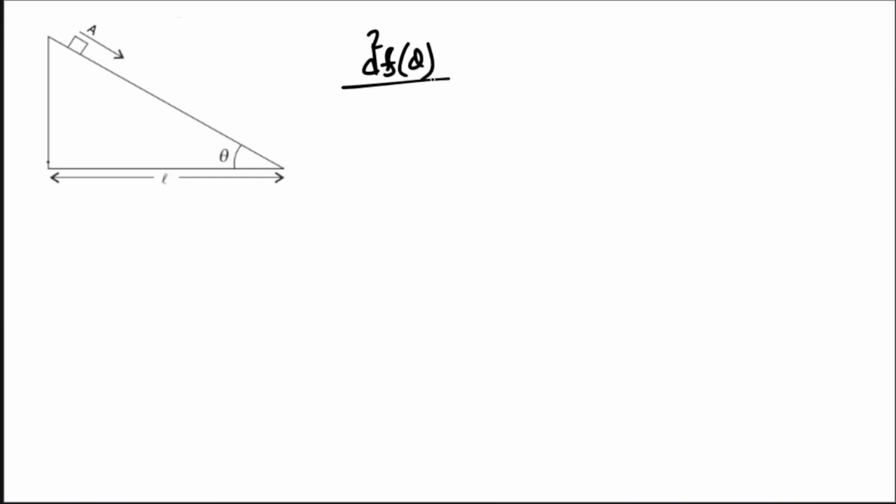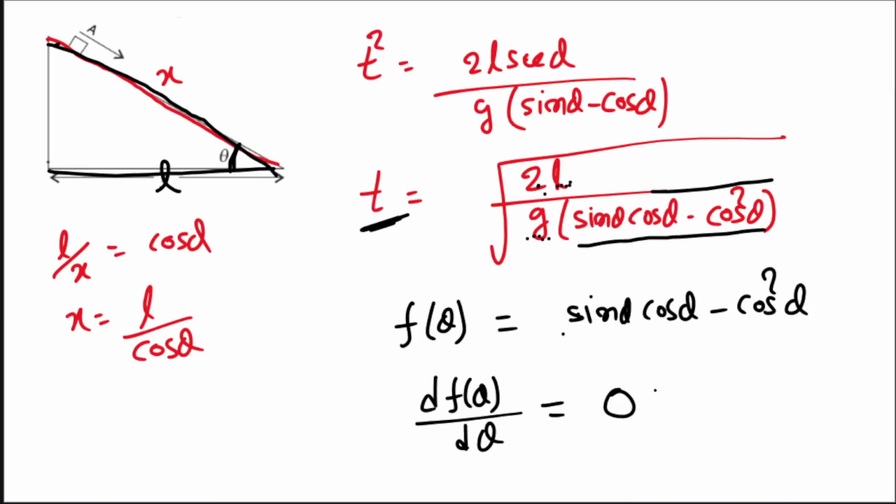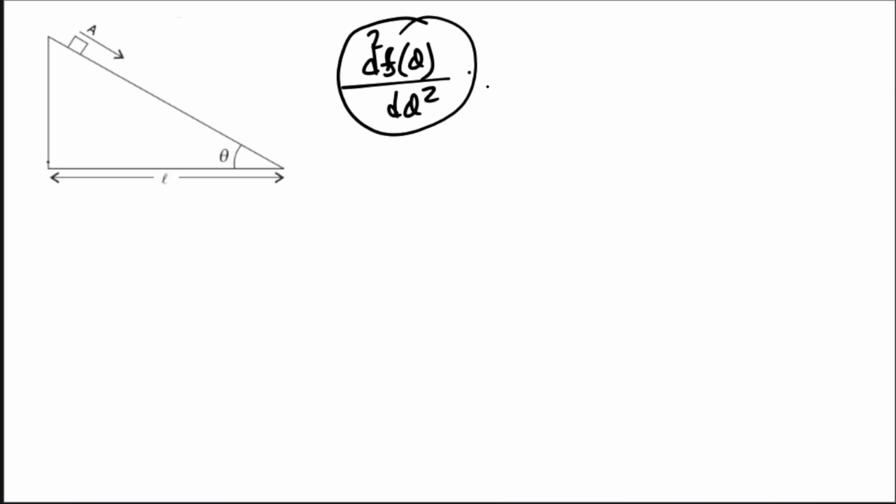So this thing we will do, and then by calculating second differential, we will put the value of theta whatever we have got in the first equation, and we will check if the value at those values of theta is greater than 0 or less than 0. If it is greater than 0, then at those values of theta for which first differential was 0, function will be minima. Okay, and if it is less than 0, function will be maximum.